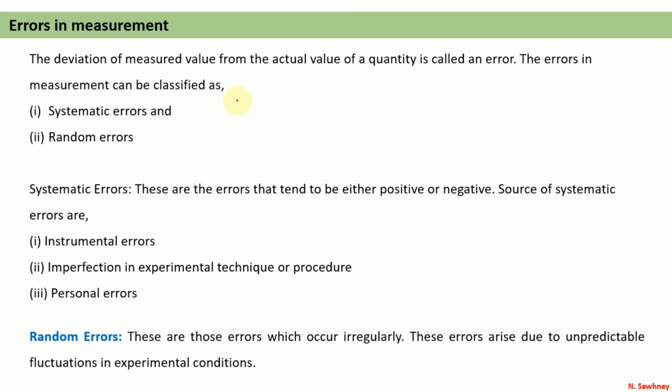The errors in measurement can be classified as systematic error and random error. The systematic errors are those errors that are caused due to a known source. They tend to be either positive or negative. There are various sources of systematic errors like instrumental error, imperfection in experimental techniques, and personal errors.